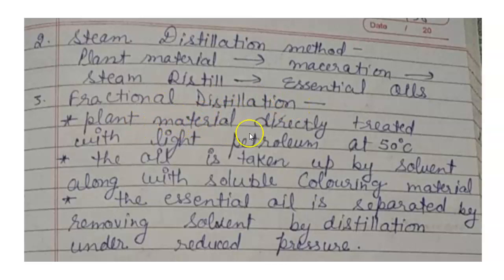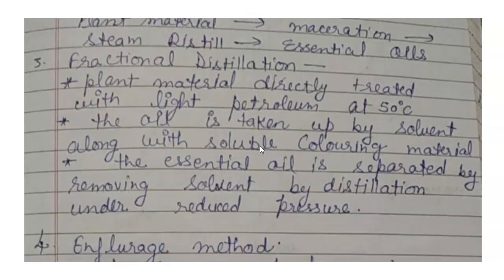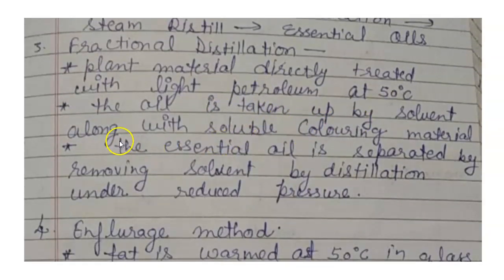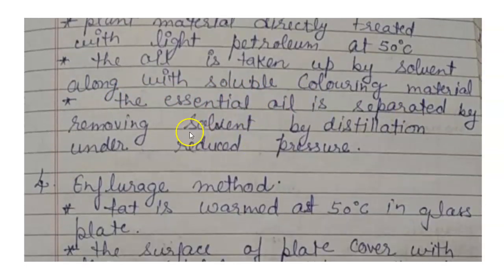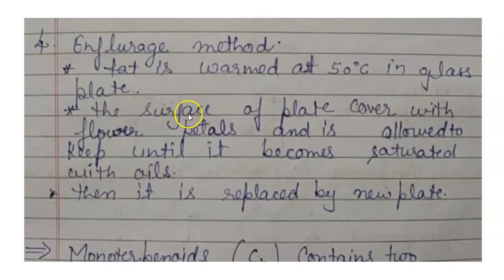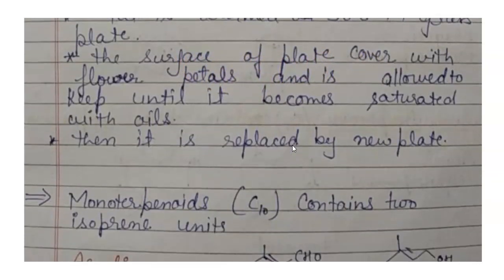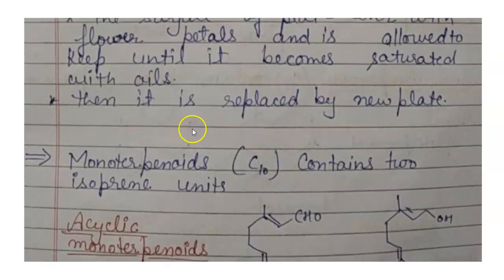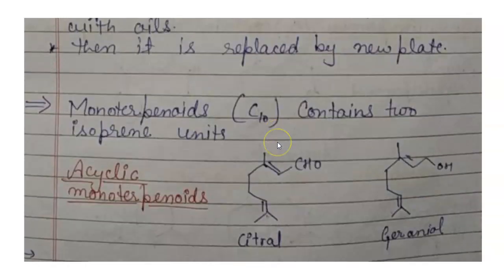Third, fractional distillation, the solvent extraction method: plant material is directly treated with light petroleum at 50 degrees Celsius. The oil is taken up by the solvent along with soluble coloring material. The essential oil is separated by removing the solvent by distillation under reduced pressure. And the fourth one is the enfleurage method. Fat is warmed at 50 degrees Celsius on a glass plate. The surface of the plate is covered with flower petals and allowed to stay until the fat becomes saturated with oil. Then it is replaced by new petals.